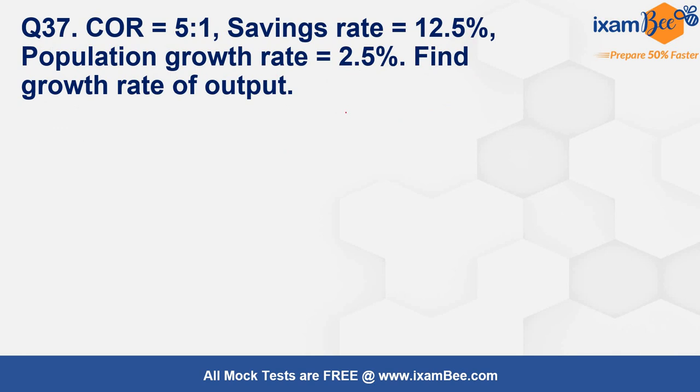Next question was from the Harrod-Domar model, where your capital output ratio was given, savings rate was given, and you have to find out the growth rate of output, where population growth rate is also given. So it's a very easy question. You just had to divide 12.5 by 5 and you get your growth rate of output, which is 2.5%.